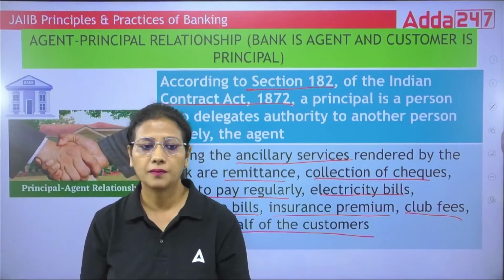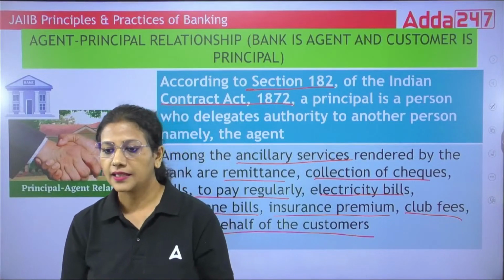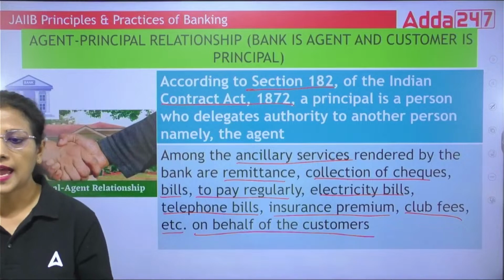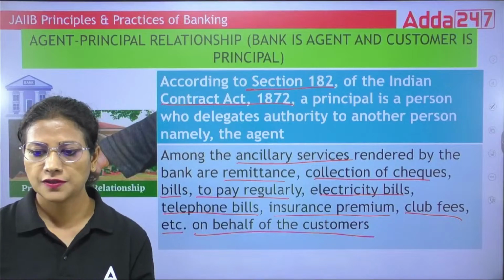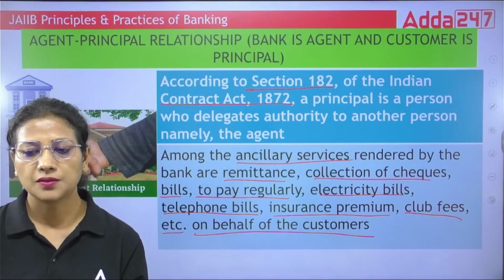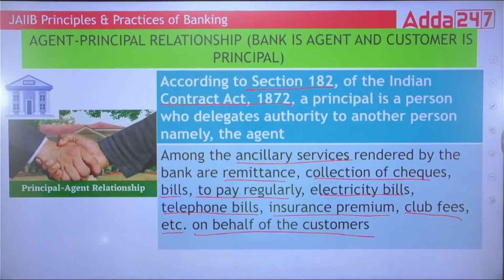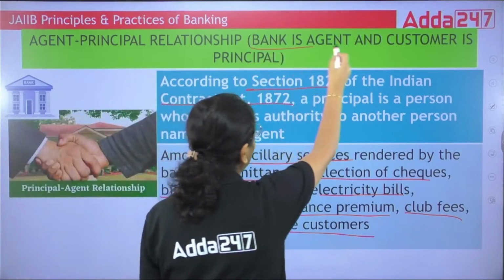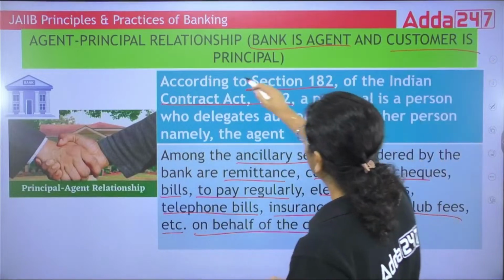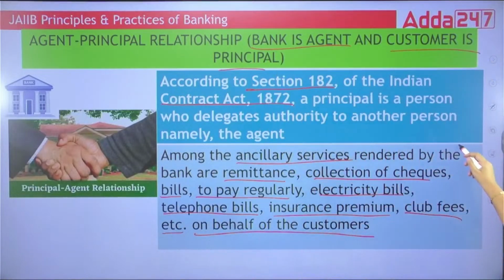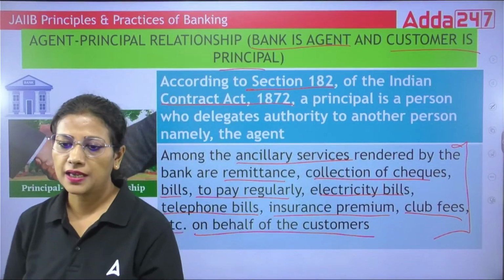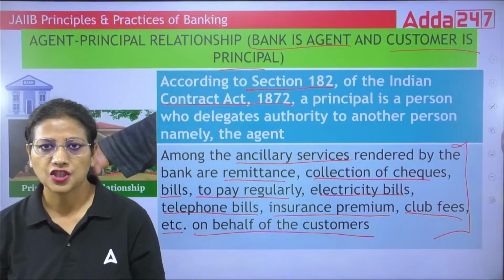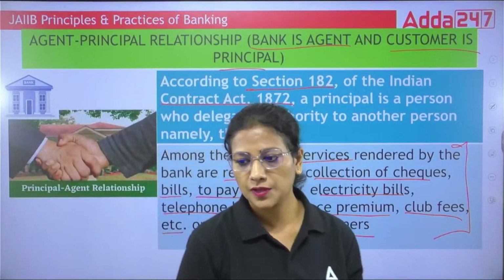Even for paying electricity bills and insurance premium, the bank will act as an agent of the customer and the principal is the customer. So here bank is agent and customer is principal. These are the examples which are given. With examples, it is easier to remember in which of the cases bank will have the relationship of agent and principal with the customer.